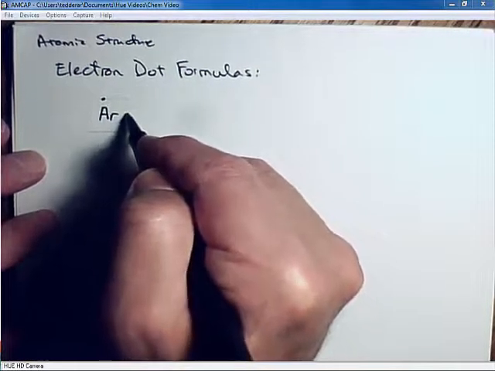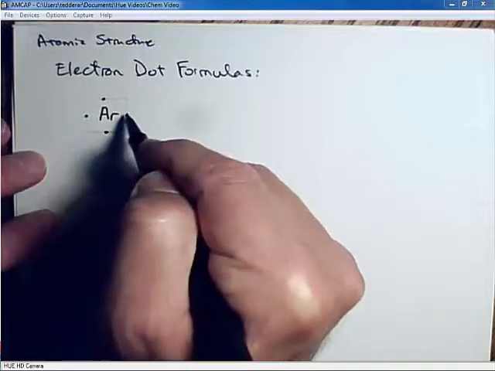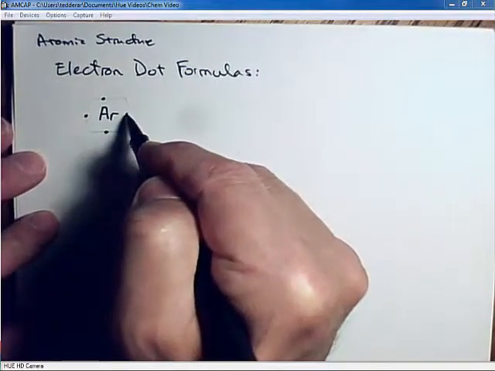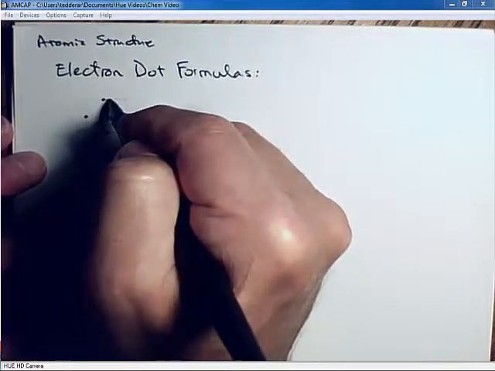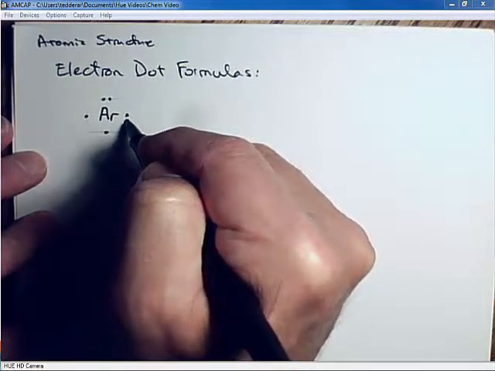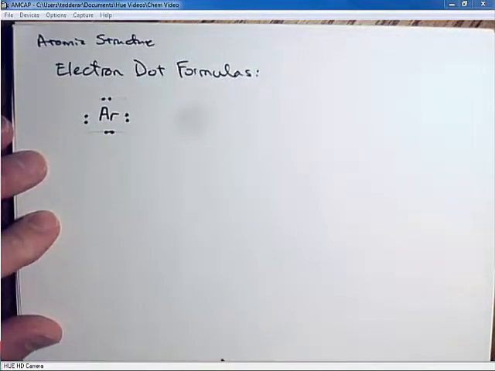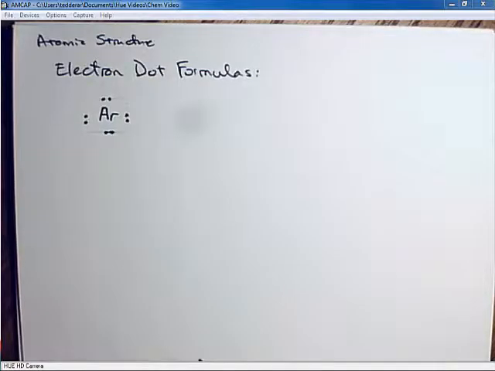Okay, so 1, 2, 3, 4. Once I've got 1 dot on each of the 4 sides, then I can pair them up. 5, 6, 7, 8. And that's an electron dot formula for argon. Does that seem hard? I hope not. Well, let's do another one, and then I'll let you practice a few, okay?